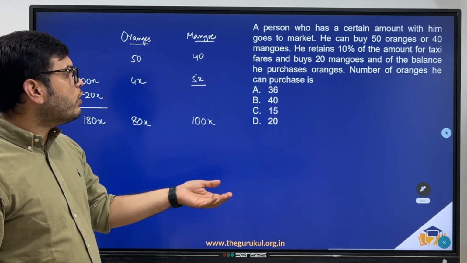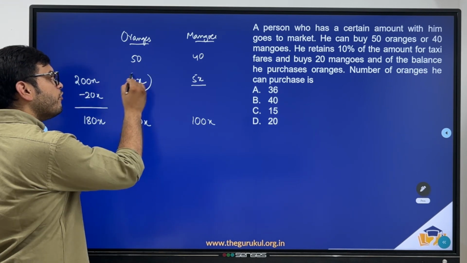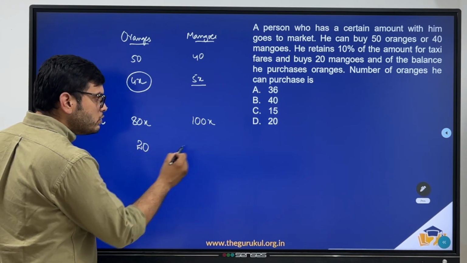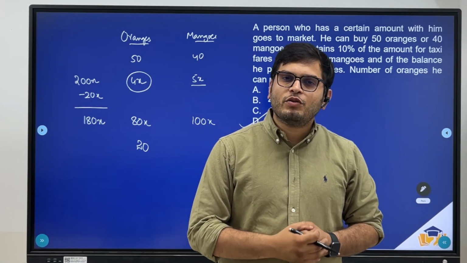What was the number of oranges he can purchase? Now the cost of one orange is 4x. With 80x rupees, he'll get to purchase 20 oranges. So option D should be the answer to this question.